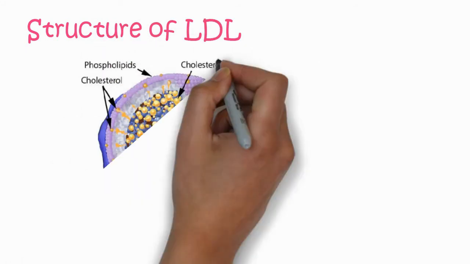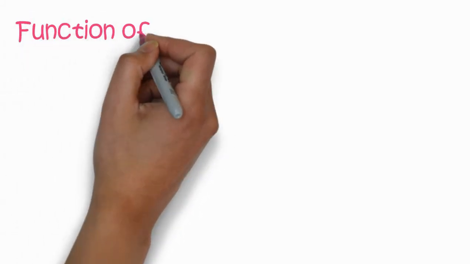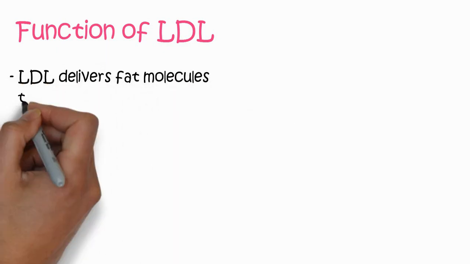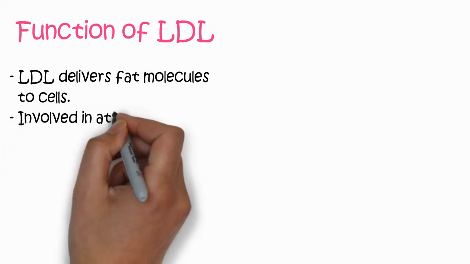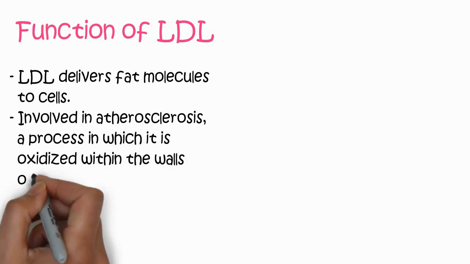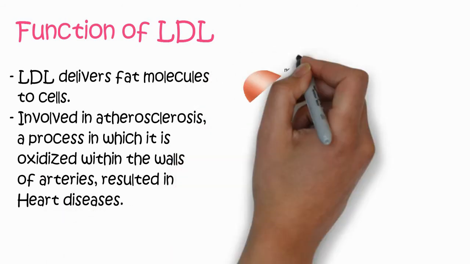Now the structure of LDL. In this figure you can see the atherosclerosis plaque, which is shown in yellow, and the picture contains the blue, which is the apoprotein B100. Function of LDL. LDL delivers fat molecules to cells. LDL is involved in atherosclerosis, a process in which it is oxidized within the walls of arteries, resulting in heart disease.